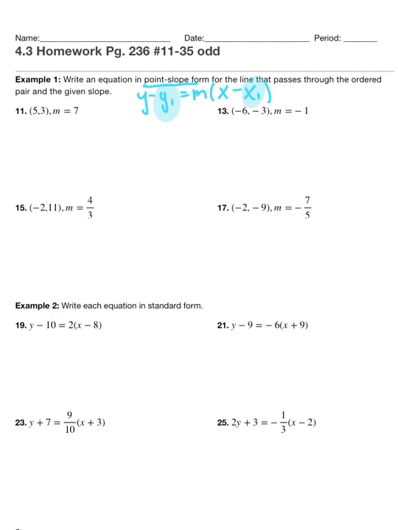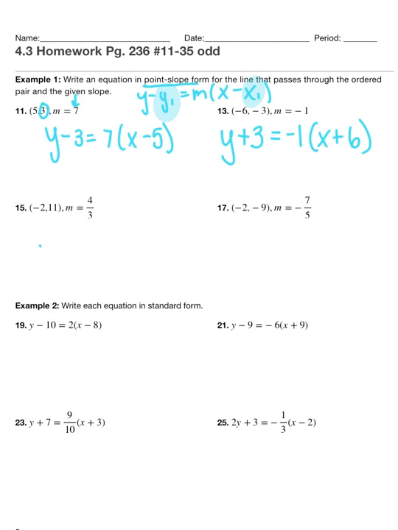So when we look at the first one here, it's going to be y minus 3 equals 7 times x minus 5. And that's it. And the next one is going to be y minus, but we're plugging in a negative 3, so it's going to merge right into a plus sign. And then negative 1 is going to be out front for our slope. And then x minus, and once again, we're plugging in a negative, so it's going to merge to a plus sign to be plus 6.